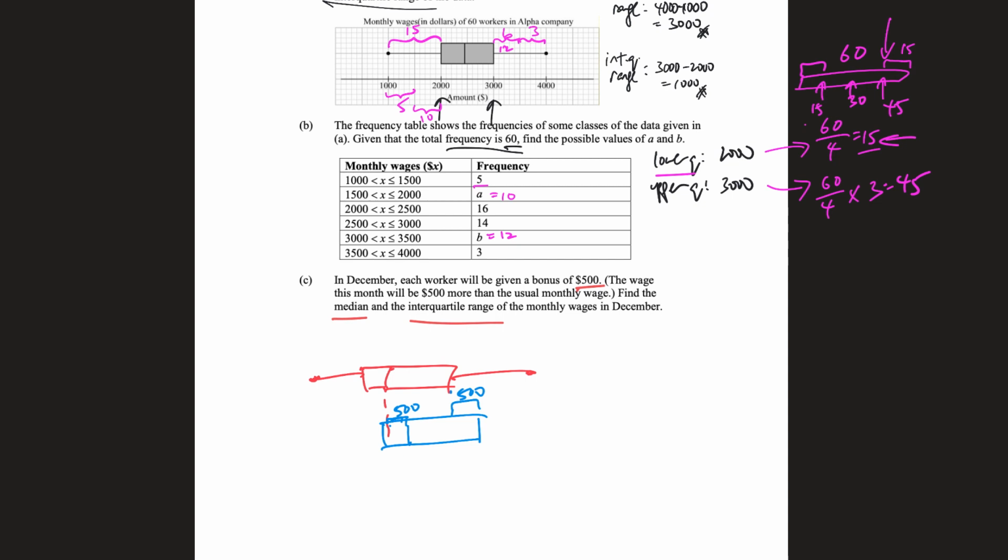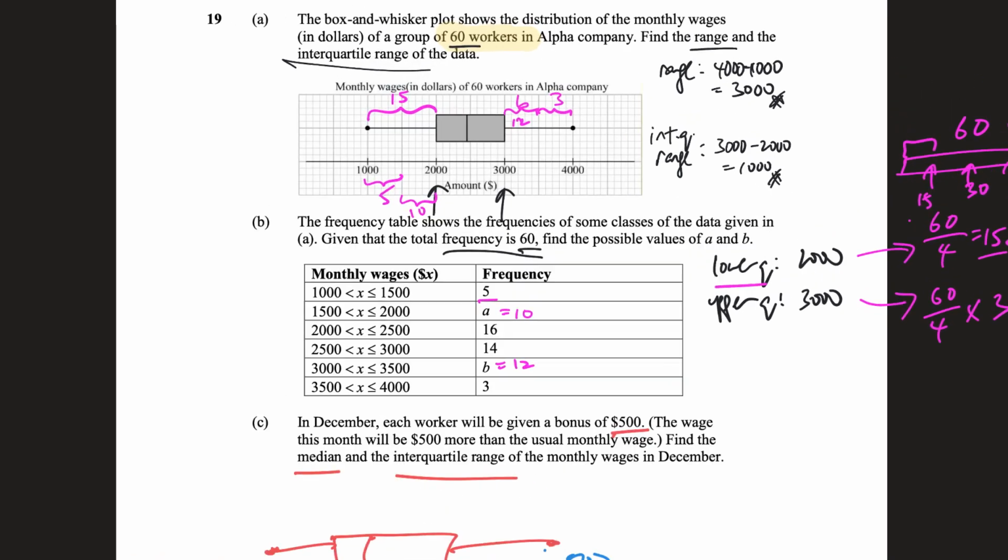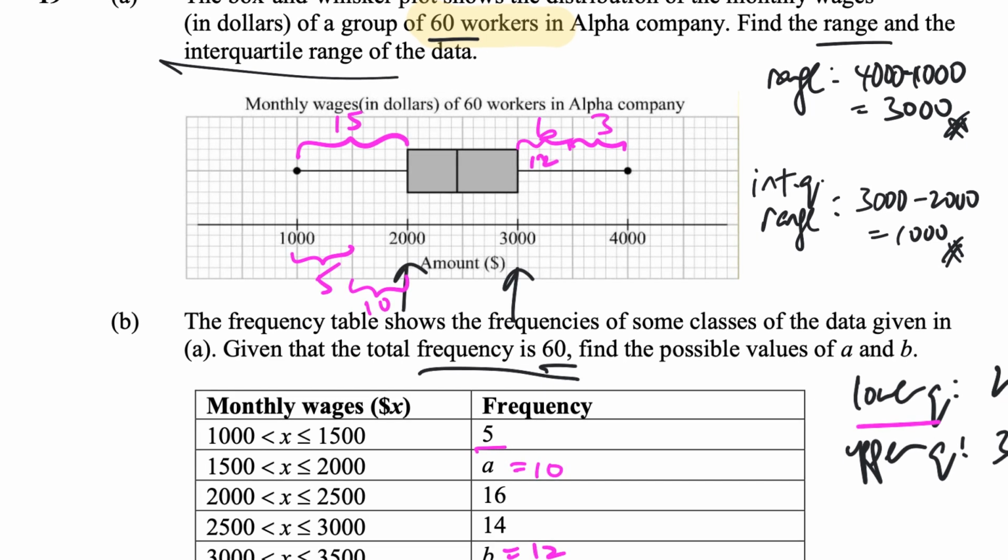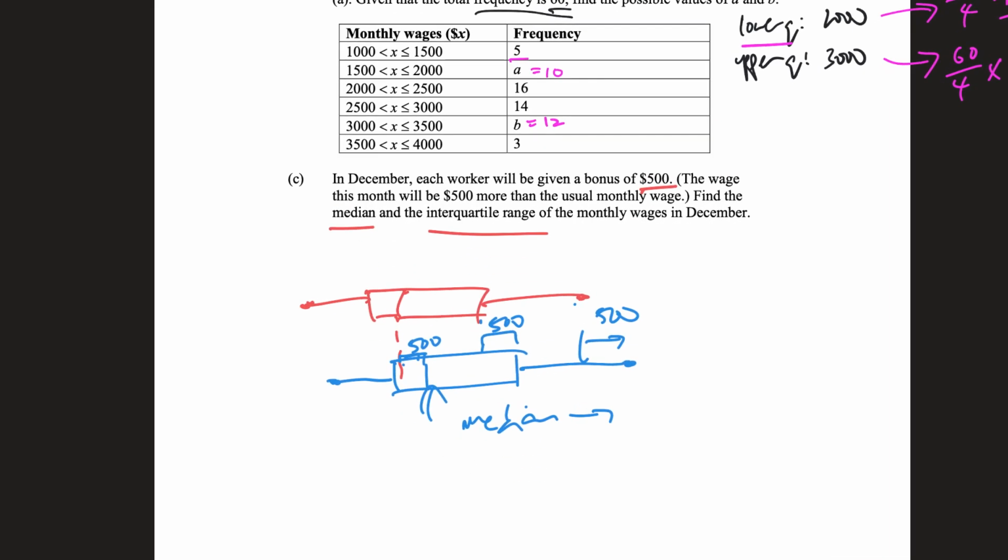Just a rough sketch: everybody moves up by 500, and this one also moves up by 500. It's as good as the whole box and whisker plot just moved to the right by 500. And so the median will also move up by 500. The median here is 2,450, I believe. Yes. So the new median is going to be 2,450 plus 500.